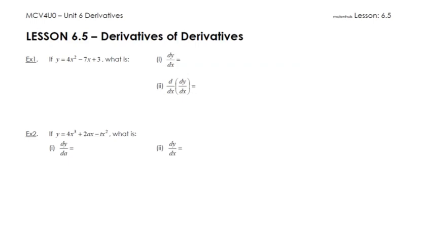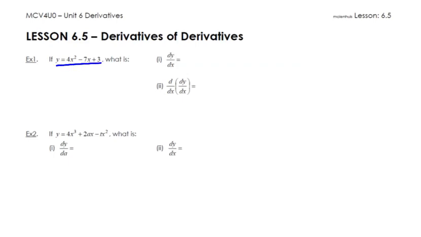So let's get into lesson 6.5. This is the derivatives of derivatives. Yes, you can take the derivative of a derivative, which means the original is the original graph, the derivative is like a bunch of slopes, and so you're taking the slopes of the slopes. I'll show you later on graphically what I mean. So algebraically, this is what I mean.